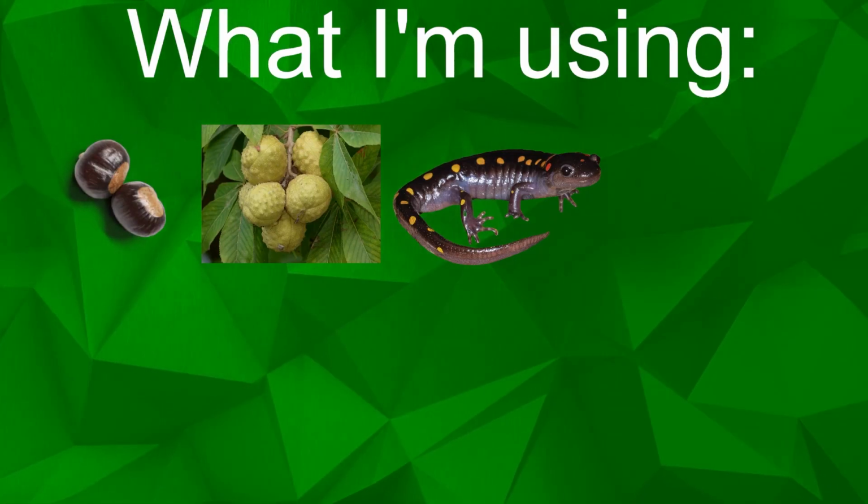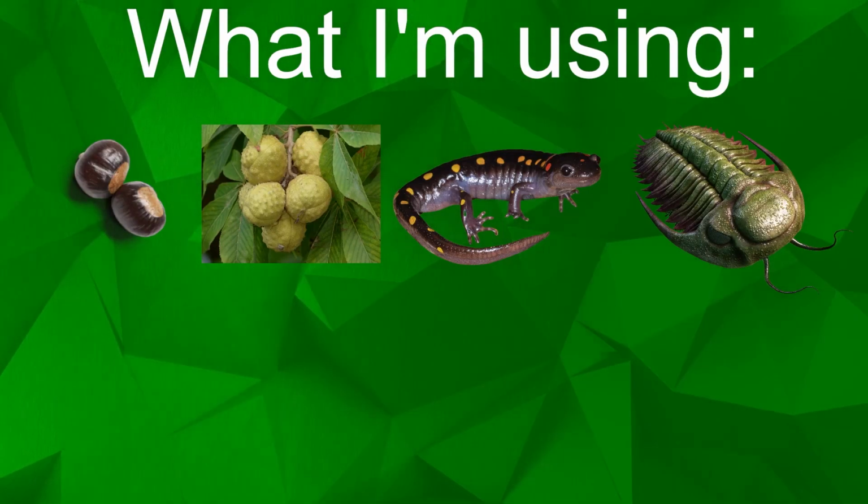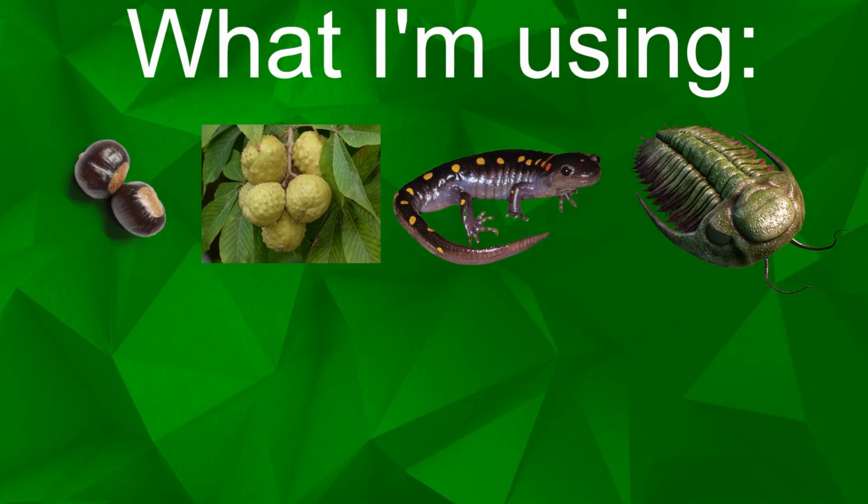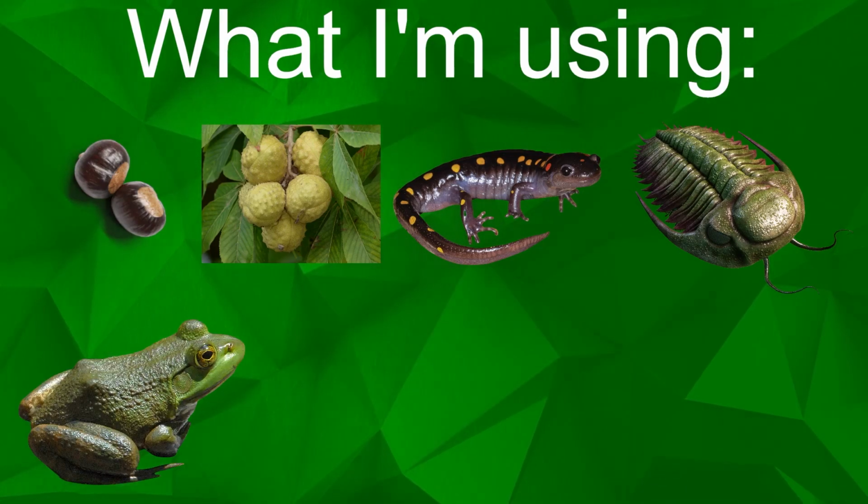I'm going to be using the state amphibian, the spotted salamander. The state fossil is a trilobite, so I'm going to be using that, of course. And the state frog, the bullfrog.